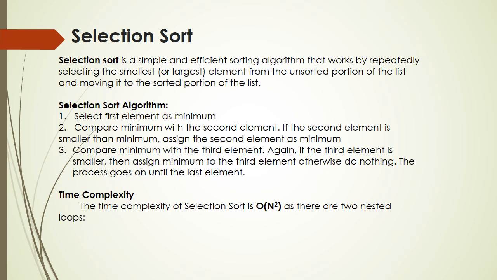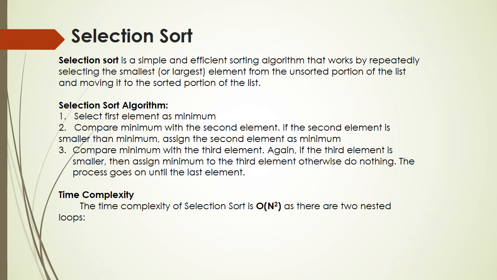Now we explore selection sort. In selection sort, the smallest value among the unsorted elements of the array is selected in every pass and inserted into its appropriate position in the array. It is also the simplest algorithm. It is an in-place comparison sorting algorithm.